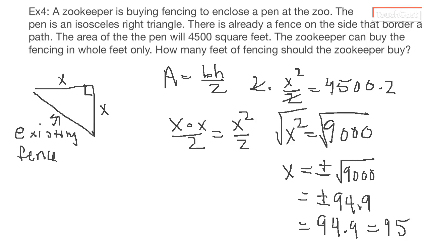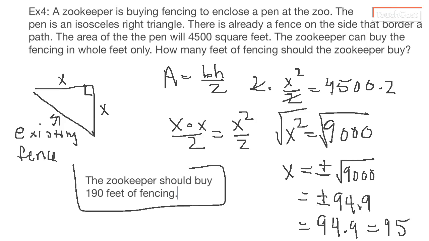If we double 95, we can say that the zookeeper should buy 190 feet of fencing. If we double 95, we get 190. And then that is our answer. And that actually wraps up this lesson on using square roots to solve quadratic equations.